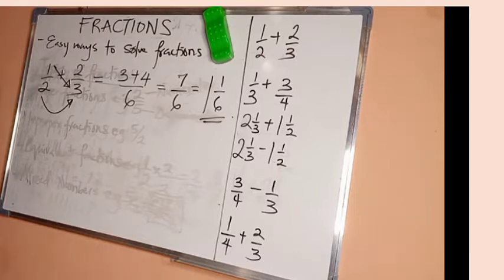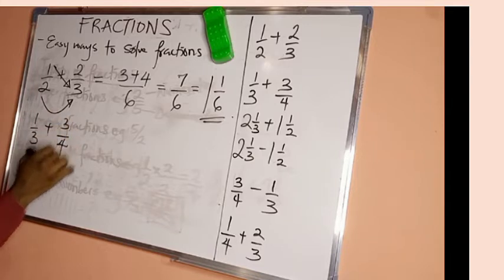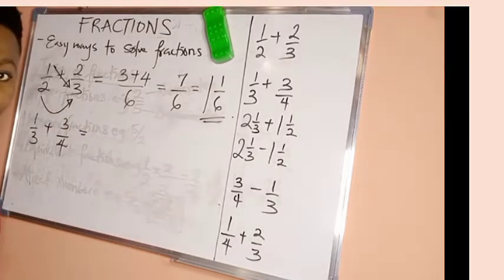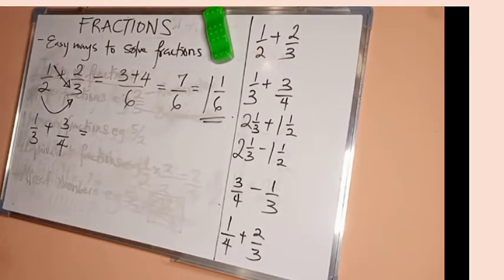Simple way of solving fractions. You don't even start looking for LCM and all those kind of stuff. So very simple. All right, let's try the next one. The next one is 1/3 plus 3/4, or like we see here, 1 over 3 plus 3 over 4, right? It's okay. All right, we'll still repeat what we normally do.